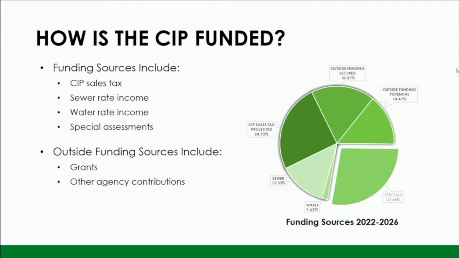The chart you see here shows where all the funding will come from for the capital improvements over the next 5 years. City staff work diligently to seek outside funding through grants, contributions from state and federal agencies, as well as local partners to cost share in those projects.